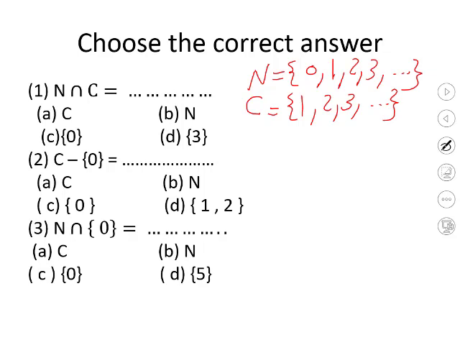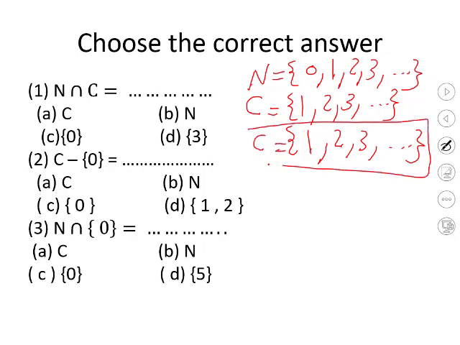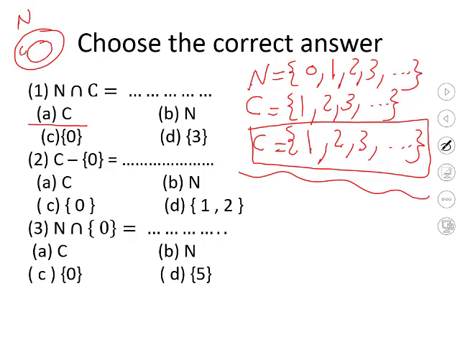So N intersection C, the intersection means the common elements between N and C. What are the common elements between N and C? As we see, 1, 2, 3, and so on. So 1, 2, 3, 4, 5, and so on is actually C. So the intersection between N and C equals the set of counting numbers itself. Also because N here is the mother set of C. So C is included inside N, so we say N intersection C equals C.